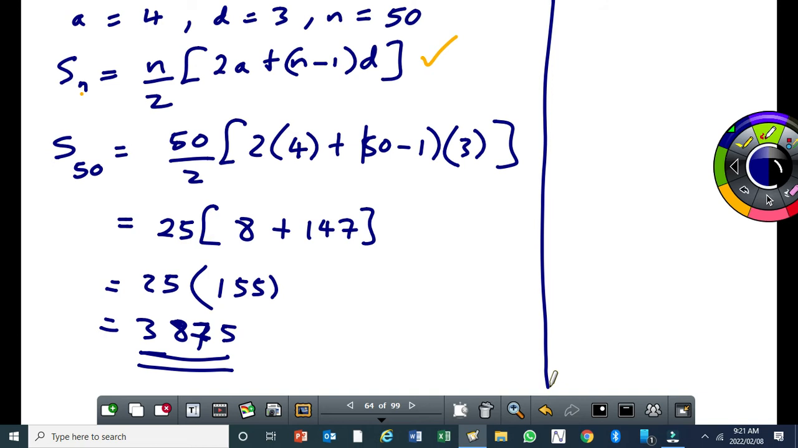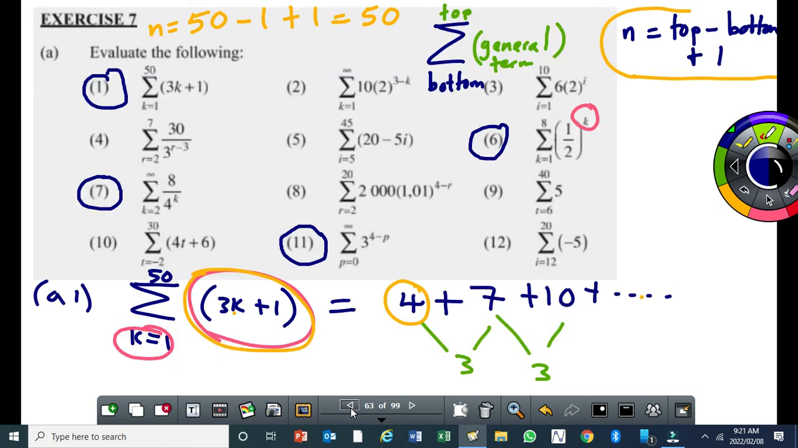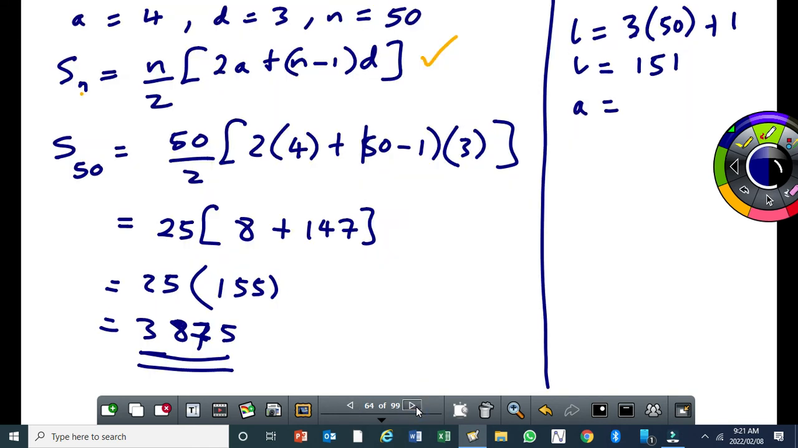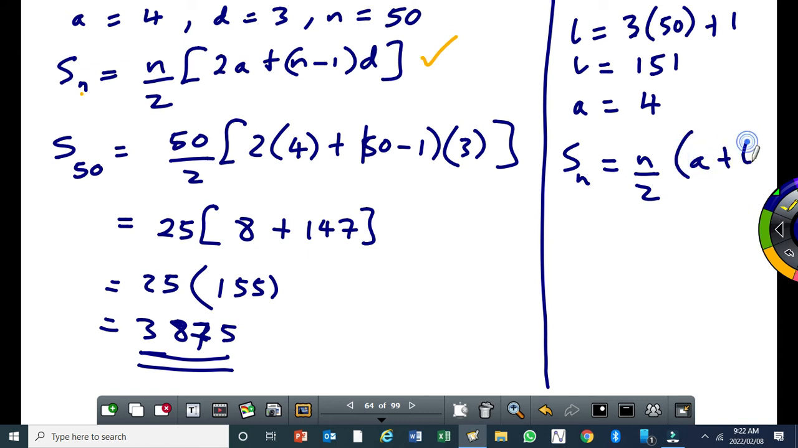Okay. So we are saying, let's calculate the last term. If you substitute k equal to 50, it's going to be 3 times 50 plus 1. And that will give you 151. We know our first term, it's a 4. So we have got the last term, it's 151, and the first term is a 4. So we can use the formula Sn equal to n over 2 times a plus l.